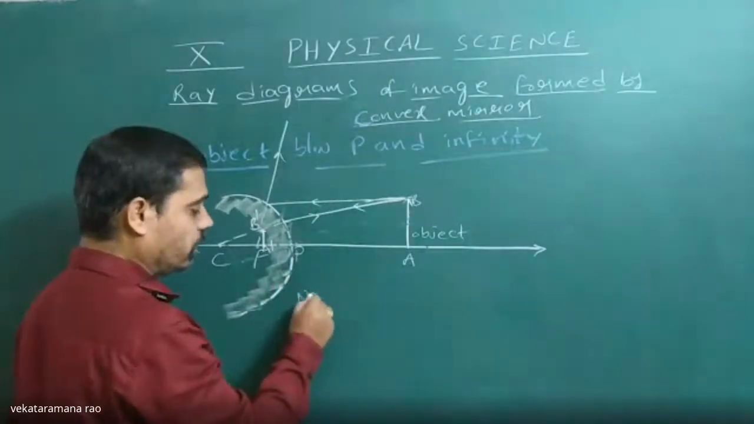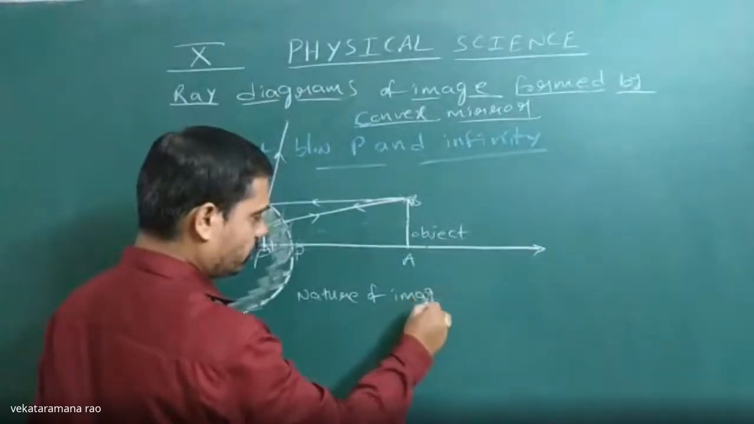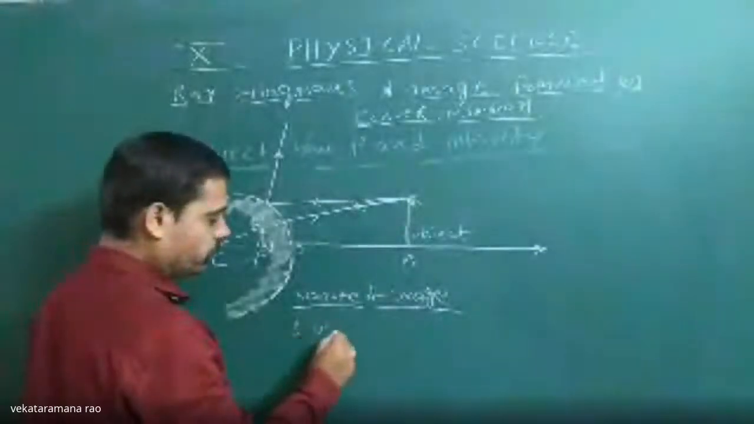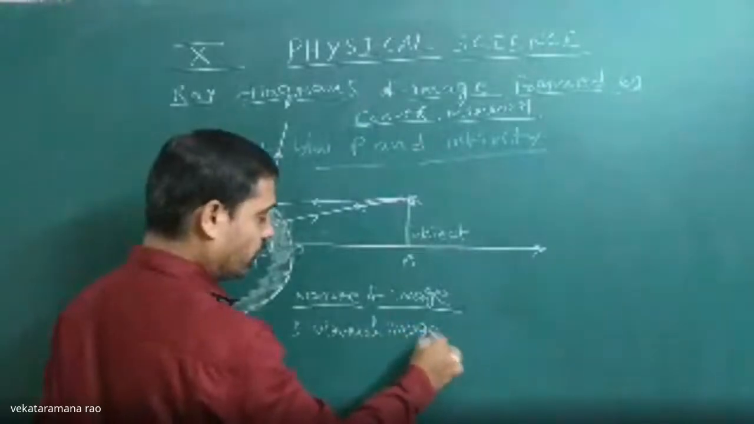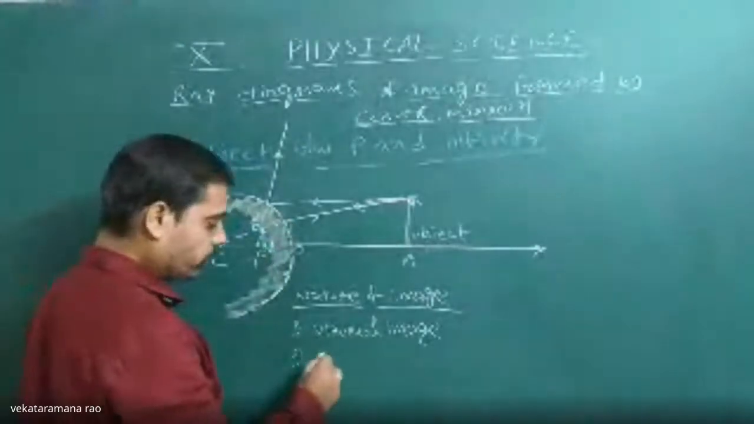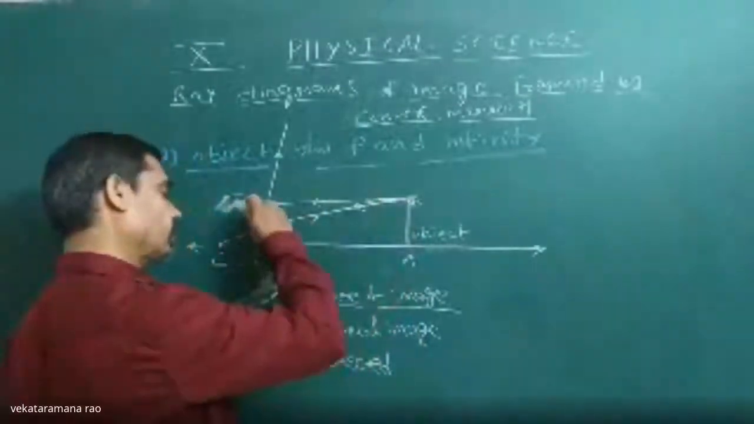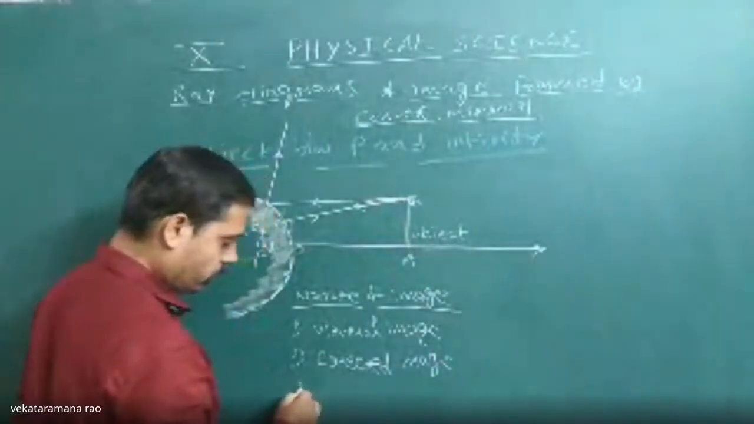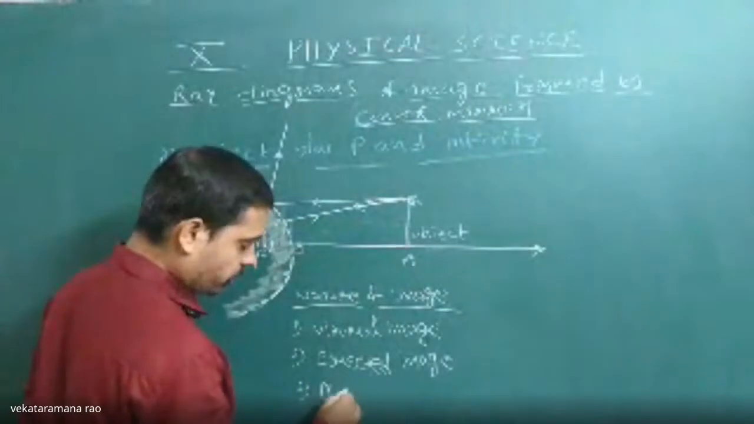So now, the nature of the image. What is the nature of the image here? Virtual image. Why is it virtual? Because the image appears to form but is not formed actually. Now what about erected or inverted? It is erected, the same way as the object. Now what about the size? Size is decreased, so it is a diminished image.